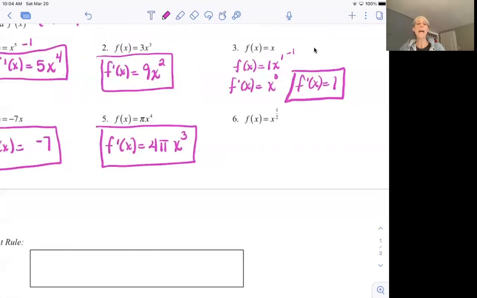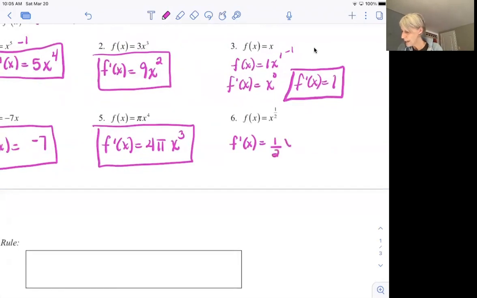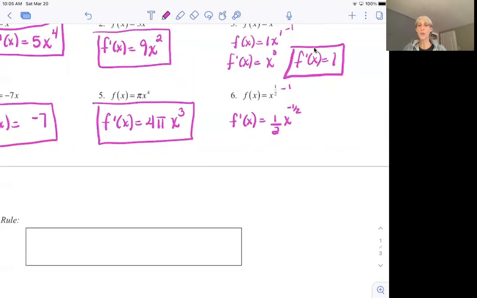And if f of x equals x to the 1/2 power, now I have a fraction power, but that shouldn't matter. Bring that 1/2 down in front. 1/2 x, 1/2 minus 1 is negative 1/2. Now, a lot of times when we first start introducing these rules, we're going to ask you to leave your final answer with positive powers. So we would bring that x down to the denominator. There could be times that we also ask you to put it back and write it with a radical sign.